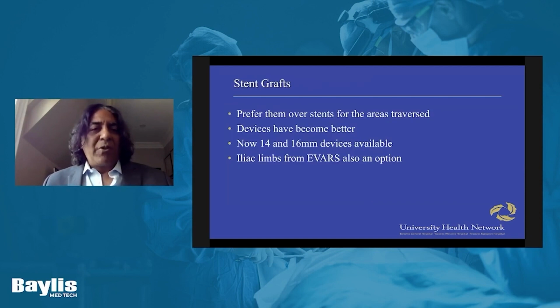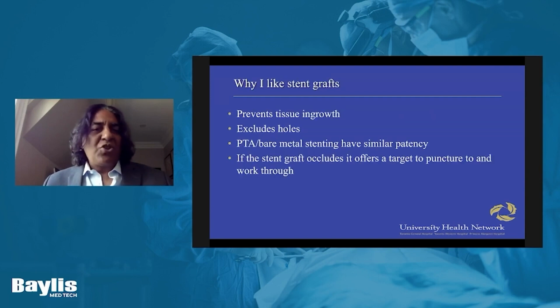Part of the reason why I prefer stent grafts. So I'm going to go through multiple reasons why I prefer them over stents. One is the thought of better patency. I'll get to that. But the devices have become better over time. You now have 14 and 16 millimeter devices available, and the iliac limbs from EVARs are also an option for bailout. They prevent tissue ingrowth, so stenosis over time is reduced.